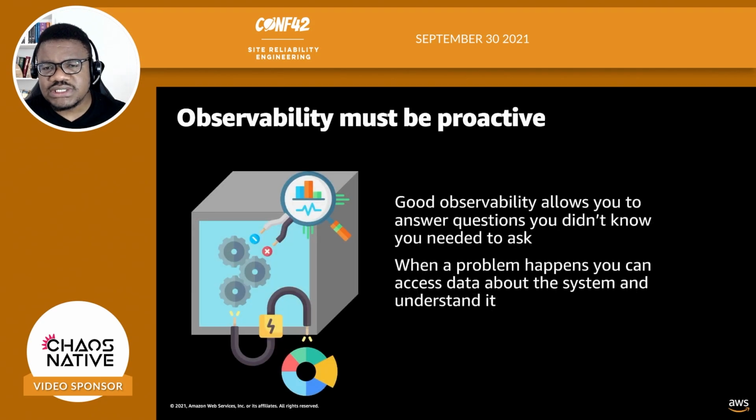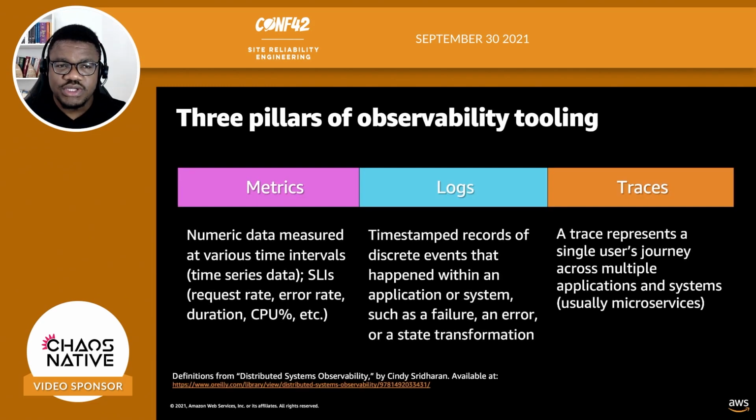So now, what is observability? For me, the single thing I would appreciate you taking away from this session is that good observability allows you to answer questions you did not know you needed to ask. It is proactive, not just reactive. When a problem happens, you can assess the data in your system and understand why that problem occurred. So let's look at the 3 pillars of observability tooling.